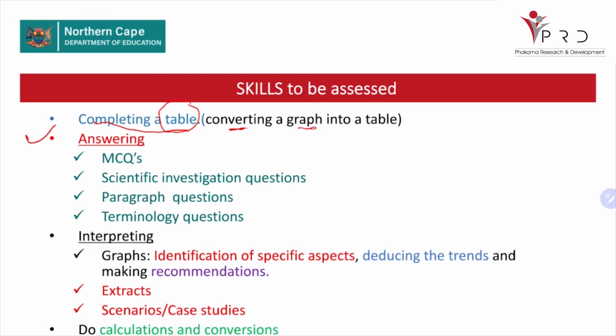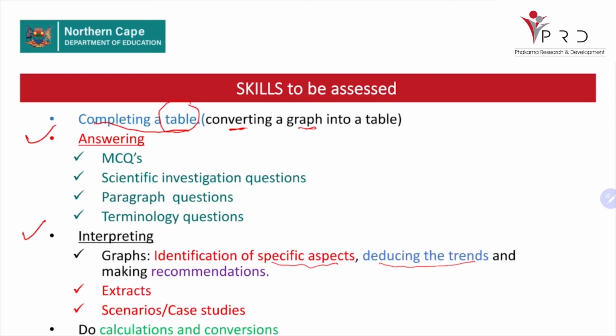You are also expected to interpret the graph that you have drawn, or also the calculations that you have done. You're expected to give an interpretation or implication. Which implication does it have? So for the graph, identify the specific aspects in it. You must be able to deduce the trends. It is important. You don't just draw a graph. You are expected to answer questions based on the graph that you have drawn.